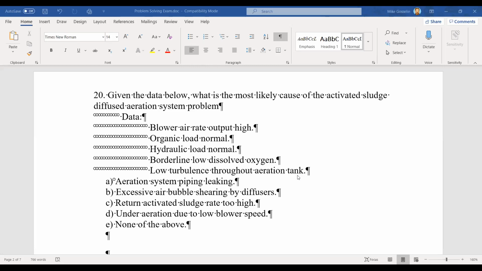So if you're looking at your data, see what the diffusion aeration problem is. All this other data, it doesn't really matter whether it's an activated sludge. It could be any other term they want to throw out there, but it's in the diffused aeration problem. So if your blower rate, you're putting out high output on your blower. Your organic load's normal. Your hydraulic load is normal.